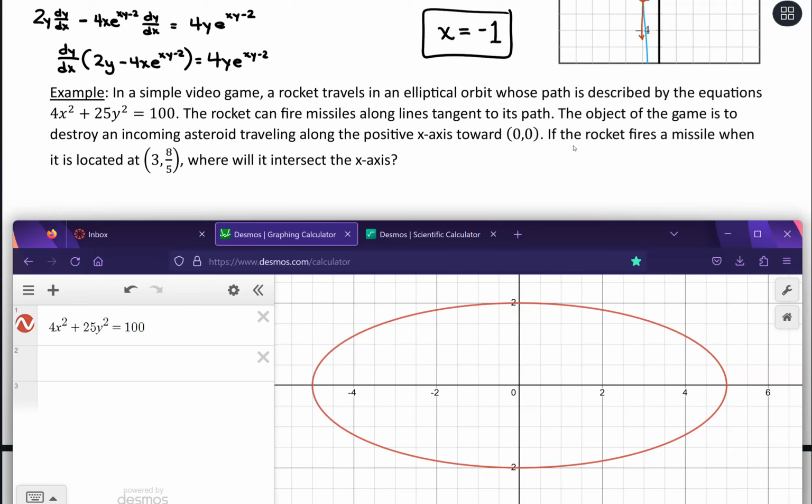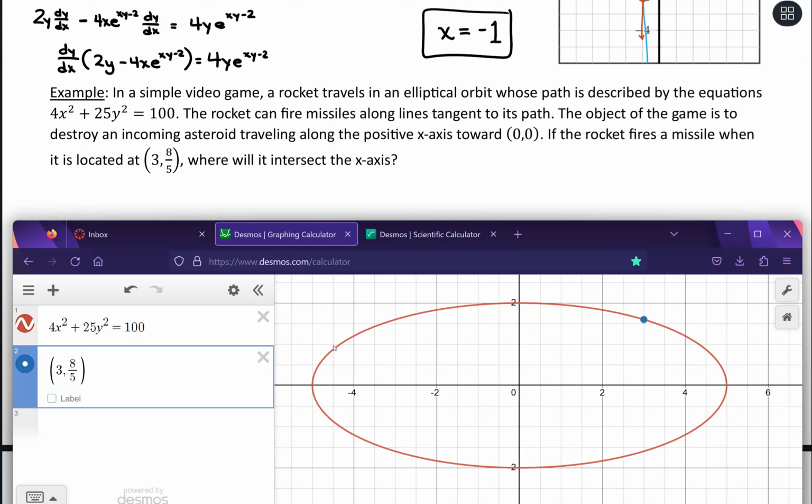So if the rocket fires a missile when it is located at 3/8, let's go ahead and see where that's happening. Right when we're there, where will it intersect with the x-axis? What we want to do is graph the tangent line, and then see where the x-intercept of that line is, because that'll tell us when it needs to fire to hit the asteroid.